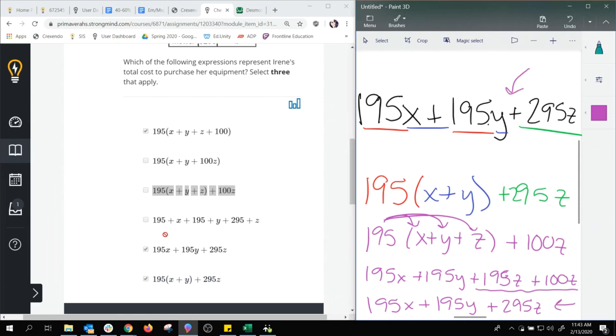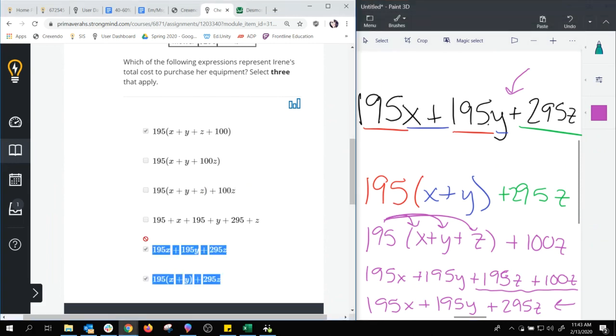So for this problem, we want to pick this one I have highlighted here, and then these two also on the bottom. So the one that I have written in purple plus these two.